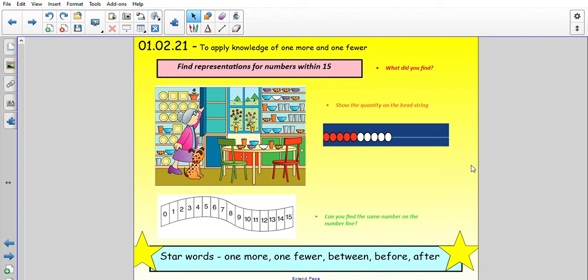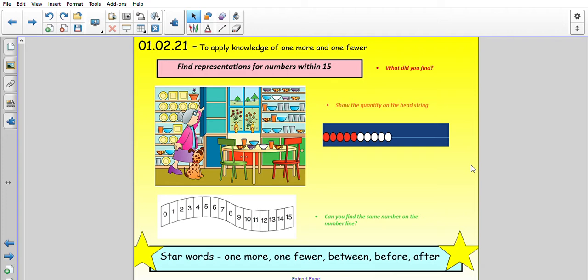And this week we're going to be still thinking about one more and one fewer, but we're also going to be introducing the words before, after and between. Now I know we've been thinking about the numbers between a little bit, but today we're going to be playing a game where we've really got to think about the number that is between two other numbers.